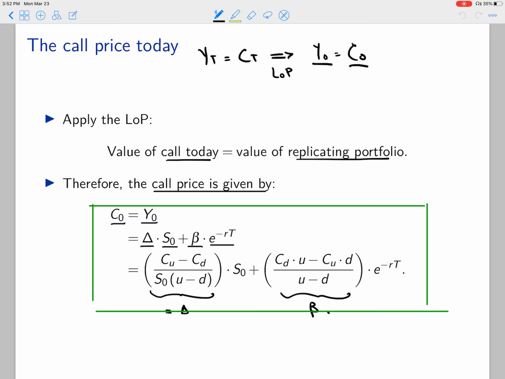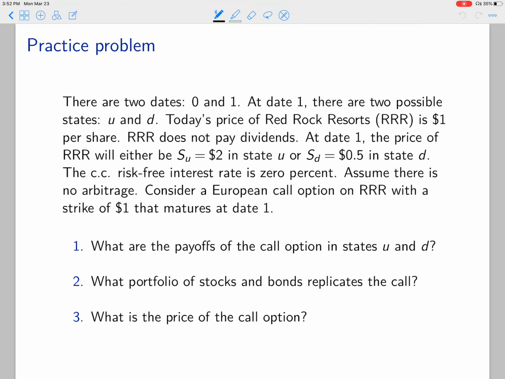So let's do a couple of practice problems to reinforce our knowledge. I'll give you a minute or two to read this question and then I will solve.